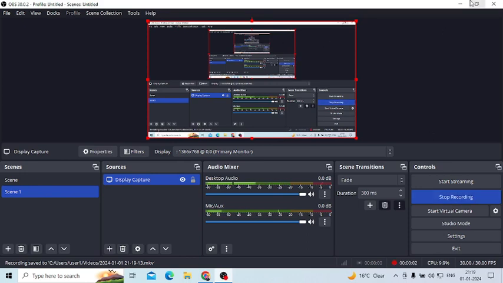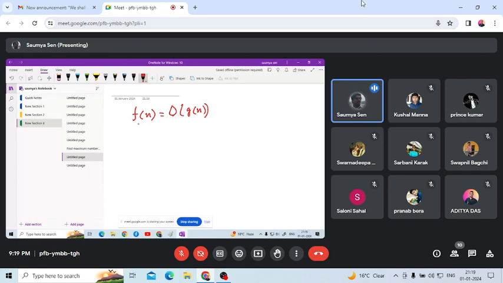If there exists positive constants c, n0 such that 0 less than or equal to f of n less than or equal to c into g of n for all n greater than or equal to n0.